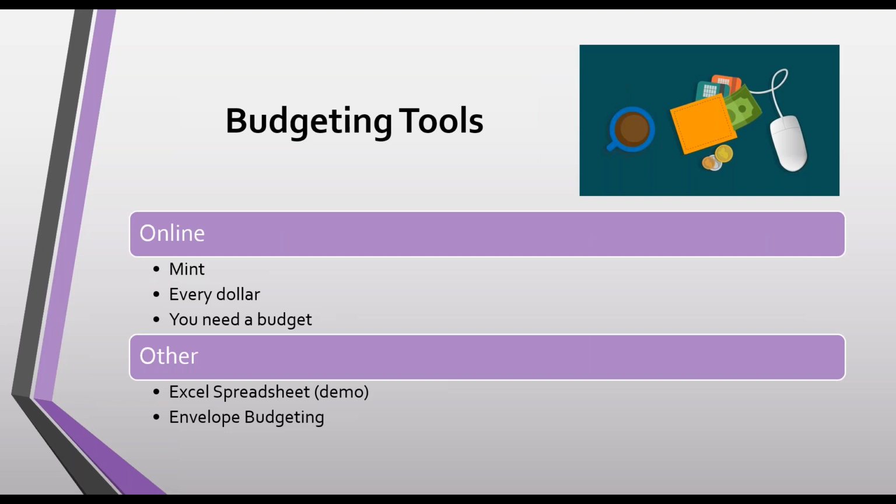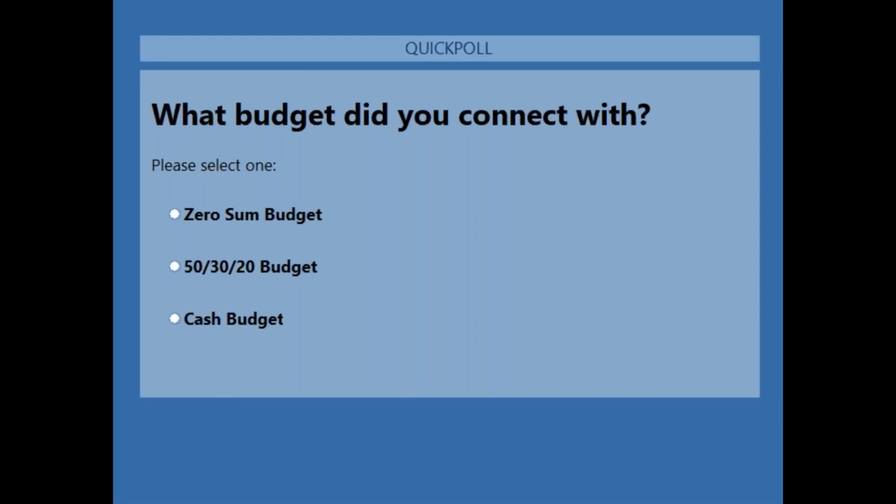Okay, so those were the three main budgets, right? So what I'm going to do right now is do a quick fun little poll around which budget you connected with. There are three different types of budgets. Maybe you budget in a different way and that's completely fine, but just for fun tonight, which budget did you like the best, the one that you want to try potentially? I'm going to give everyone just a minute.